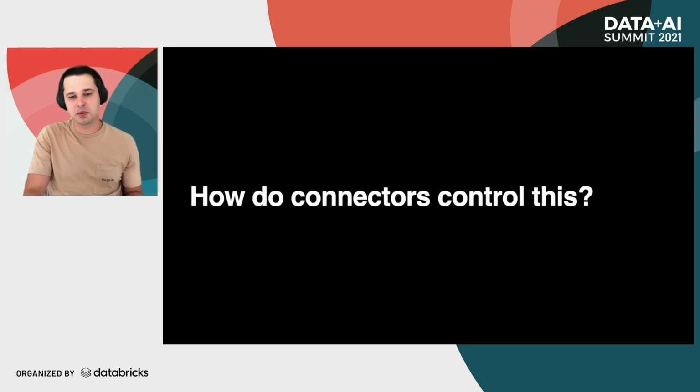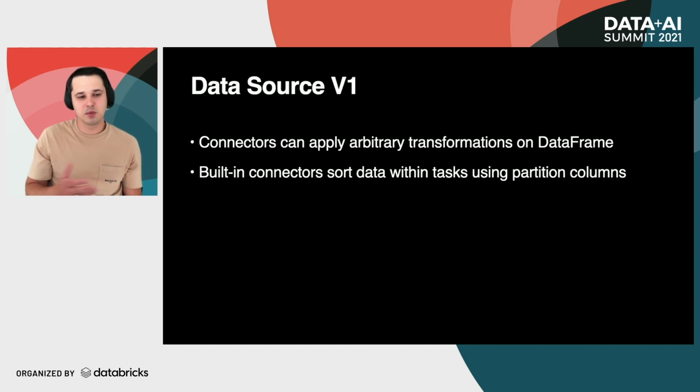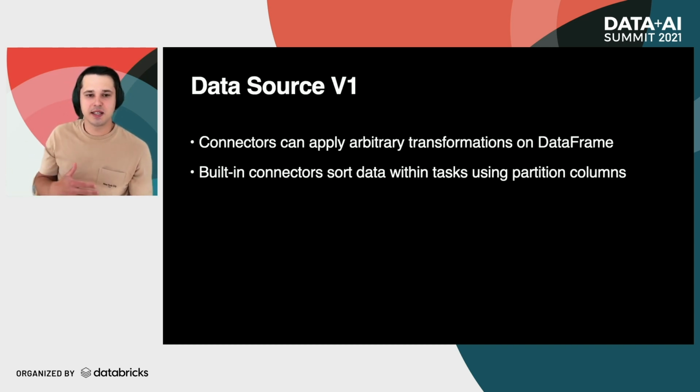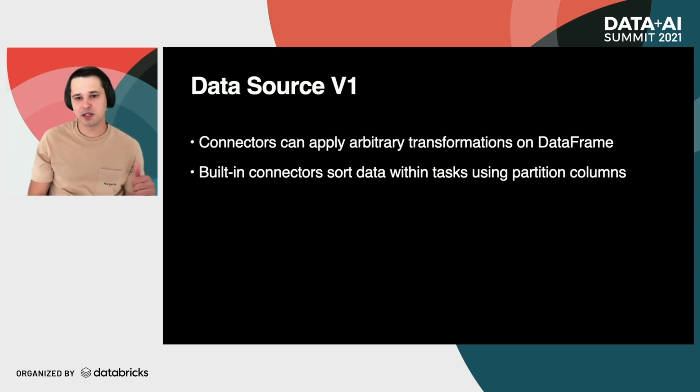Okay, so we've covered why data distribution and ordering are so important. Now the question, how do connectors control this, right? Since connectors get a data frame with records they need to write, they can apply arbitrary transformations. And built-in connectors, for example, sort data within tasks using partition and bucketing columns to avoid the issue that I've just described.